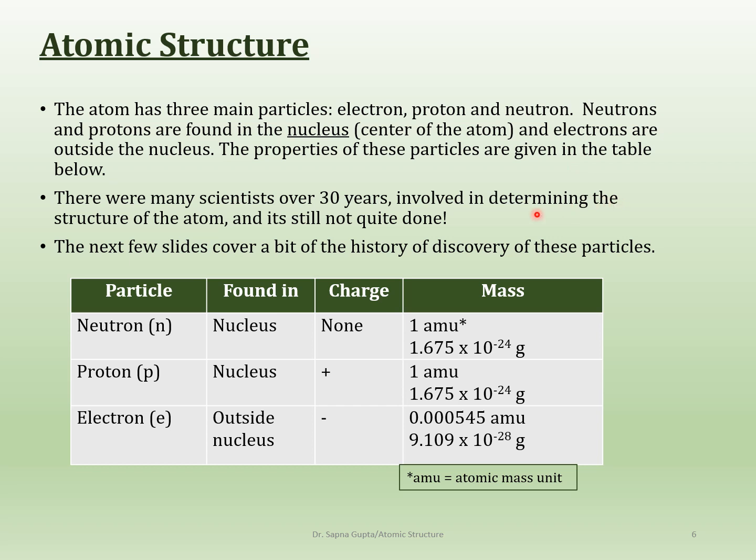The atomic structure is made up of these three things. There is a nucleus in there, and that nucleus is going to have the protons and the neutrons, and outside is where you find the electrons. That's kind of how it is. So these two particles are found in the nucleus, and the electron is found outside.